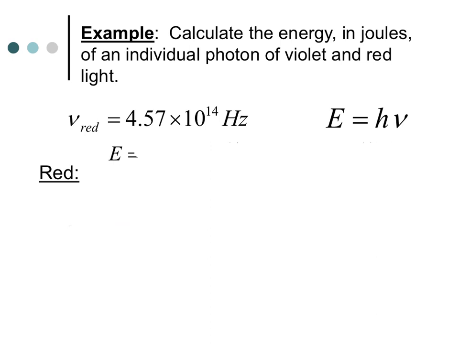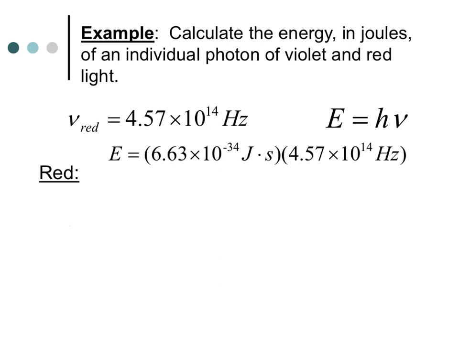So now for our red light, we have the red frequency we had determined in the last calculation, 4.57 times 10 to the 14th hertz. Now I'm going to plug in E equals hv. What did the h stand for again? Oh, that was Planck's constant. So that's 6.63 times 10 to the negative 34th joules times seconds. And then we're going to multiply that by the frequency, which we have here for the red light. We had found to be 4.57 times 10 to the 14th hertz. Let's see if you can finish this one on your own.